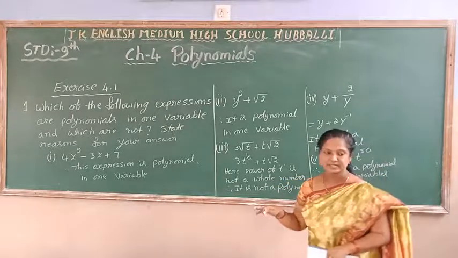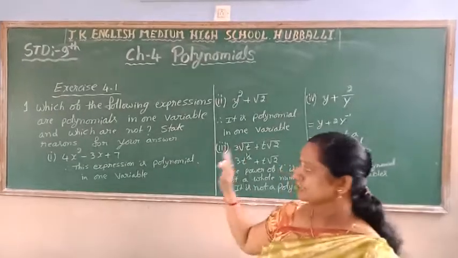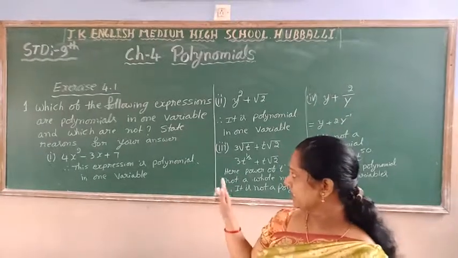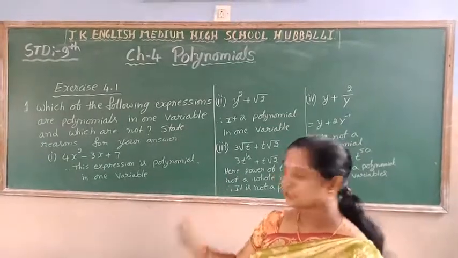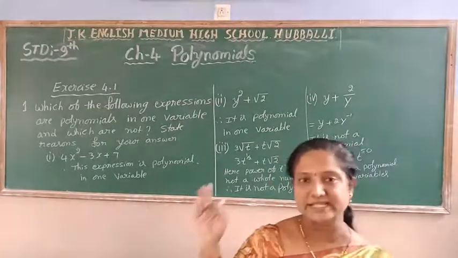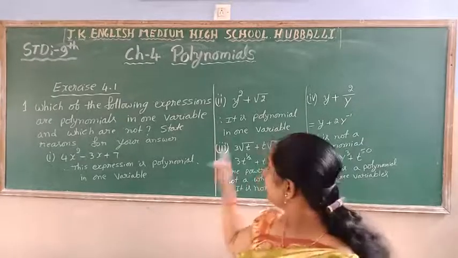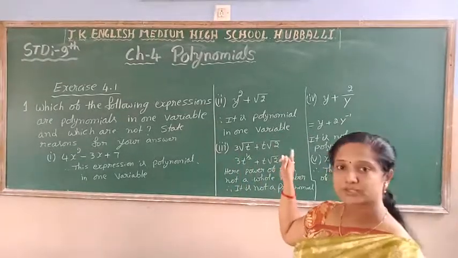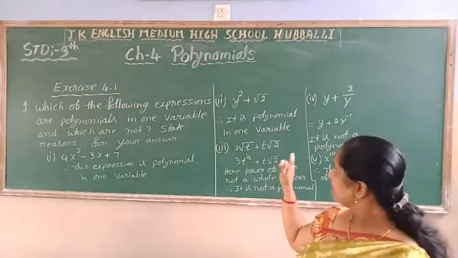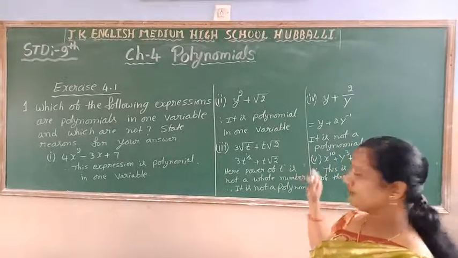Okay children, now once again I am going to repeat the question. Which of the following expressions are polynomials in one variable and which are not? State reasons for your answer. The first one, the powers are in decreasing order and only one variable, that is x, is used. So this expression is a polynomial in one variable. The second one, y square plus root 2, also the powers are in decreasing order and whole numbers. So it is a polynomial in one variable.